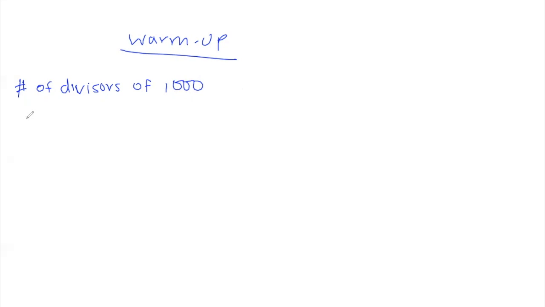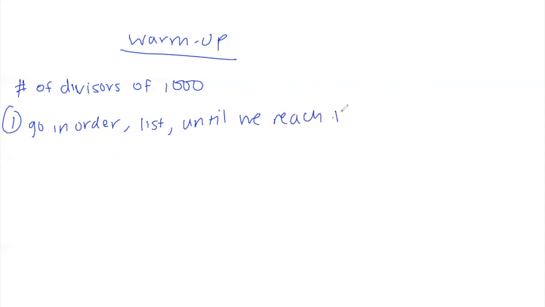Now, there's two ways to do this. One, we can either go in order and list them until we reach the square root. Because that's when the numbers will start to repeat, or not repeat necessarily, but that's when they'll start to create pairs. Or 2, we can, every number is divisible by 1.